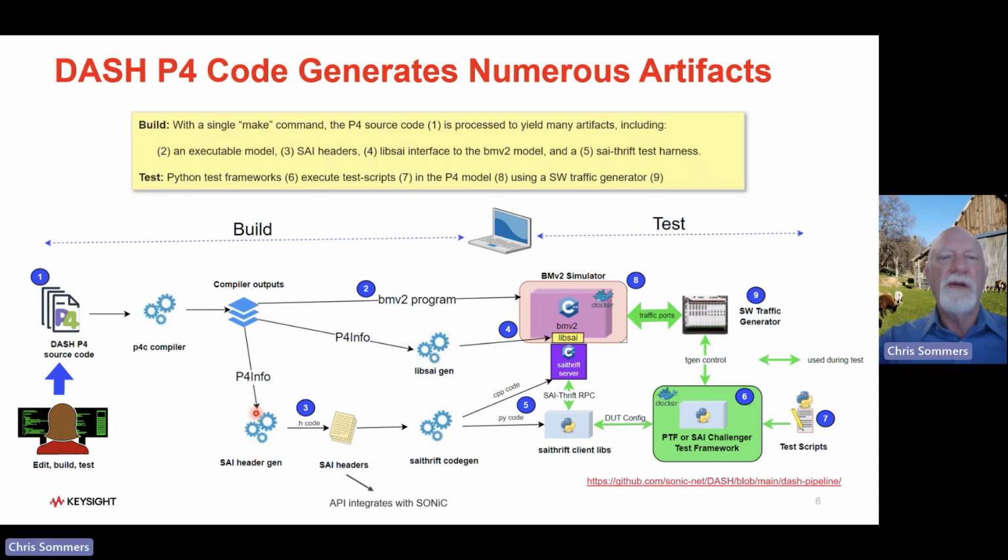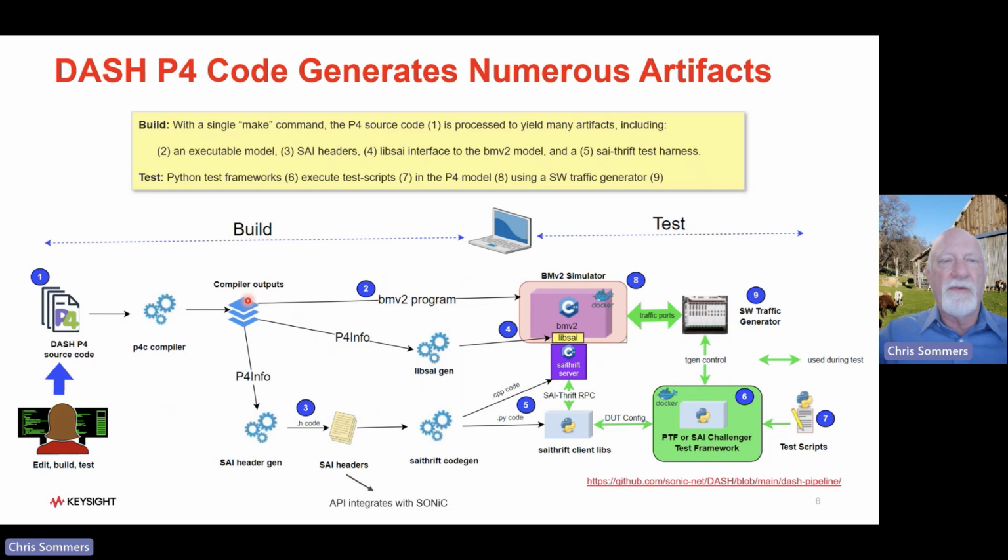The P4 code generates numerous artifacts. It's a single source of truth to develop and generate several other items that are used in the overall project integration. So the developer writes P4 source code, does a build. The P4 compiler creates, first of all, an executable behavioral model V2 program. This BMv2 simulator is something provided by the P4 open source community. It's existed for many years, and it can run packet processing pipelines at CPU speeds, several hundred packets per second.